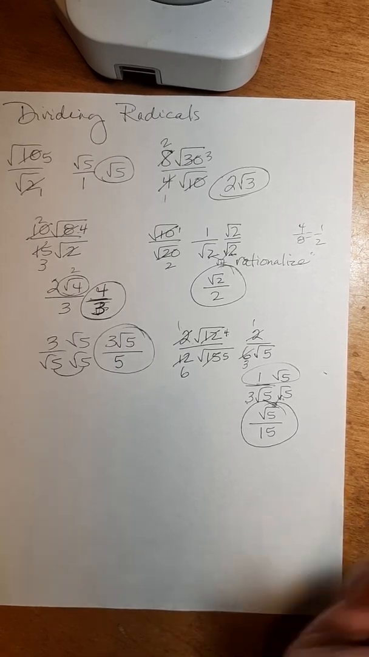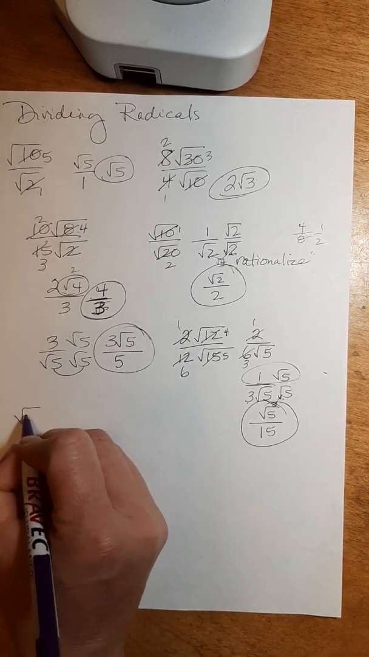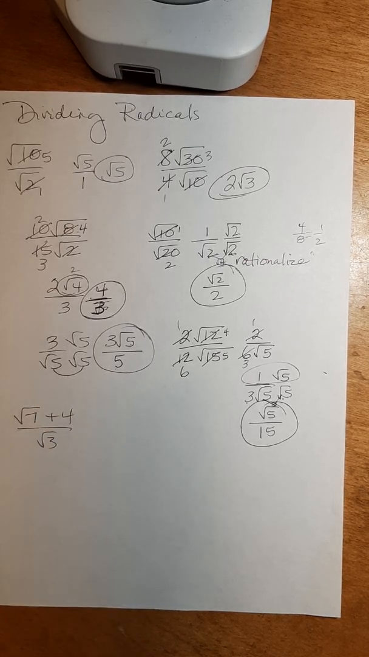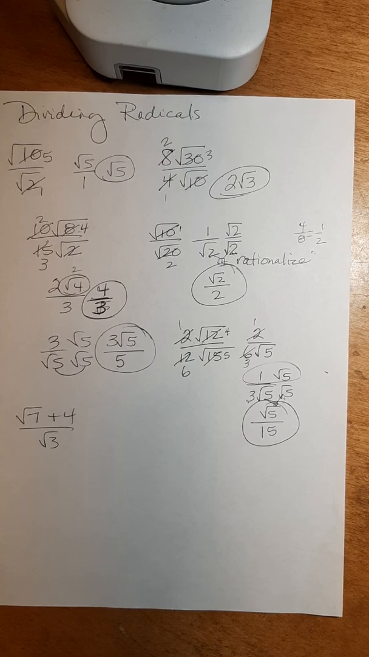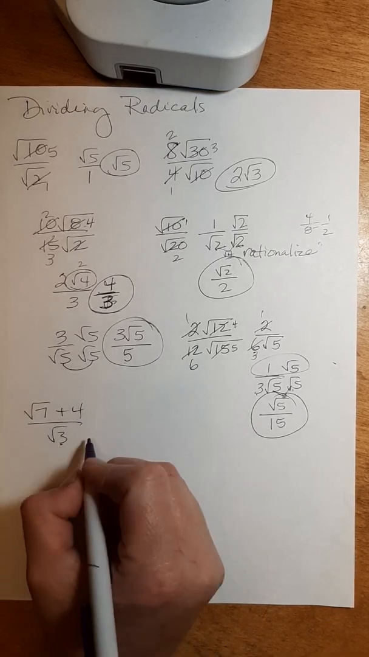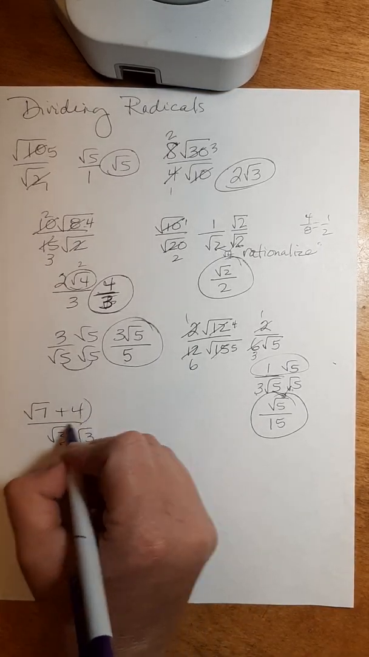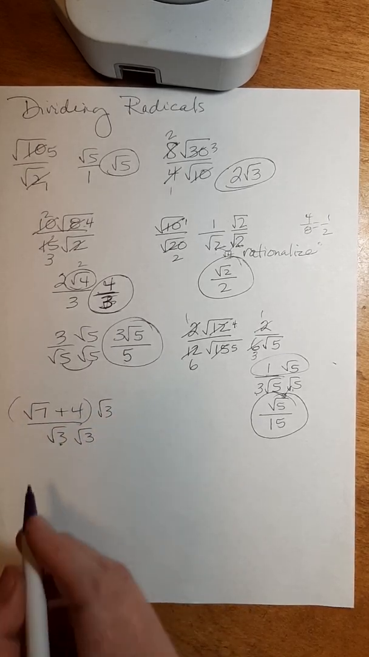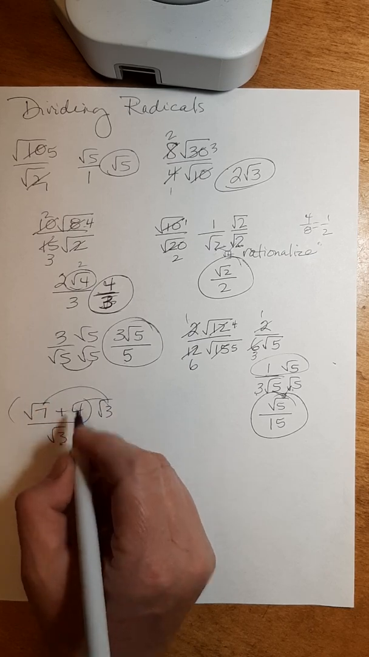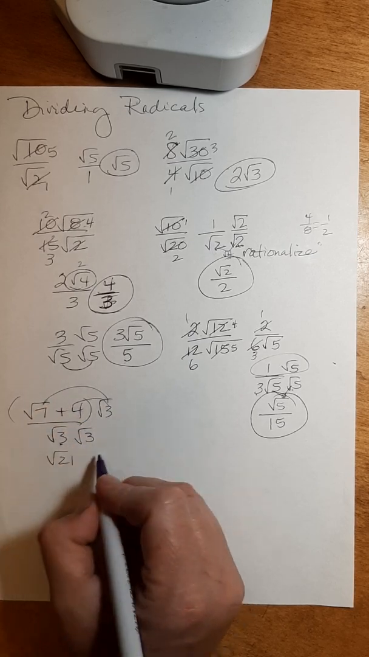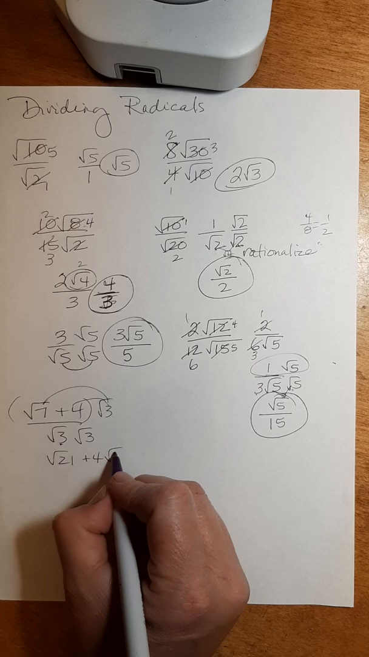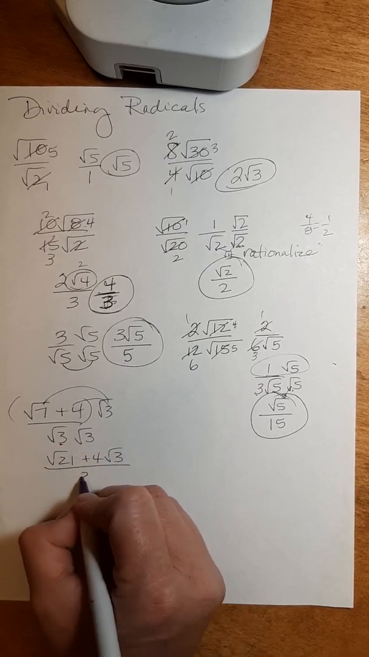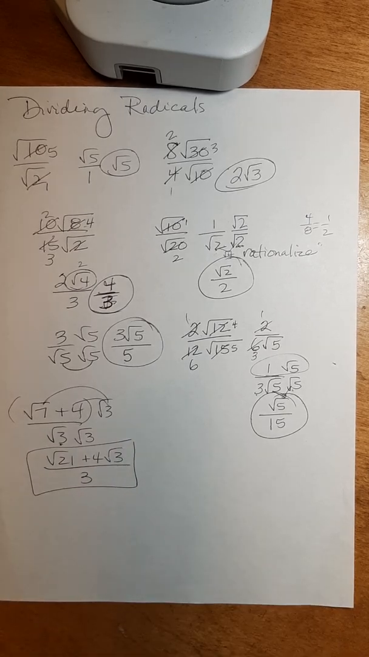Now, let's even say I had something like square root of 7 plus 4 over square root of 3. Something like this, same thing. You can't reduce anything, but to get rid of the denominator, you'd multiply the top and the bottom by square root of 3, because remember, that's just a fancy 1. So that would give you square root of 21 plus 4 square root of 3 over square root of 9, which is 3.